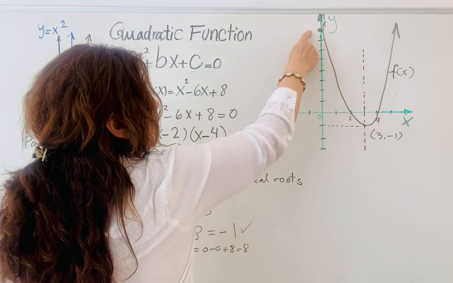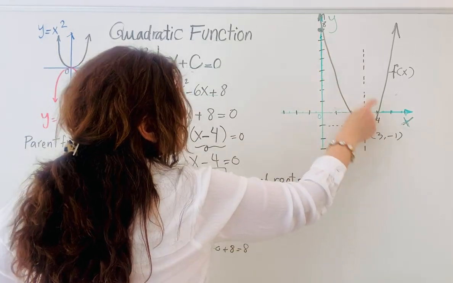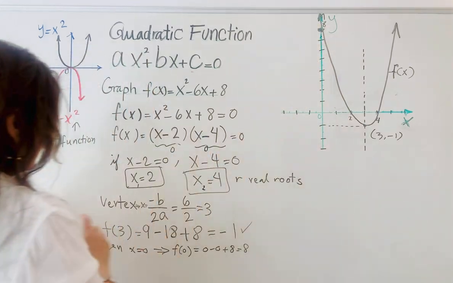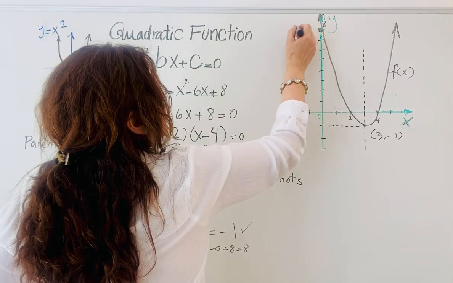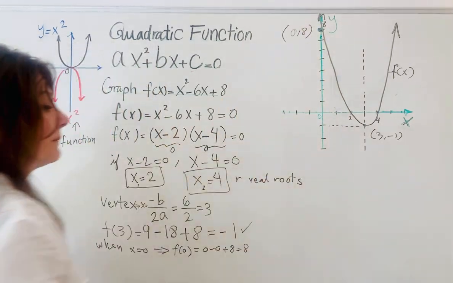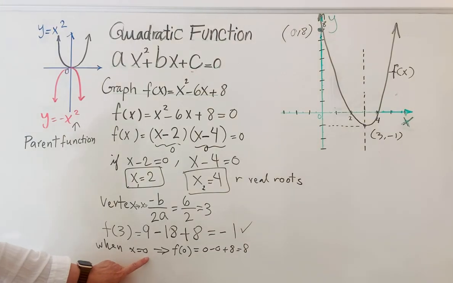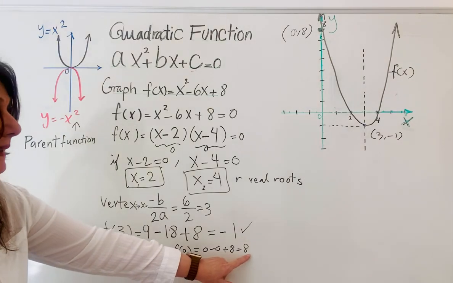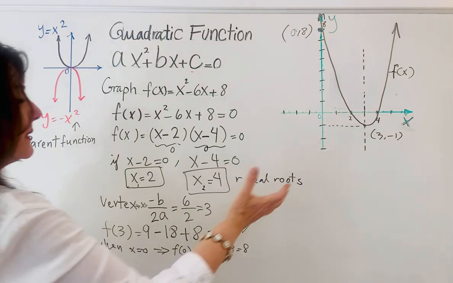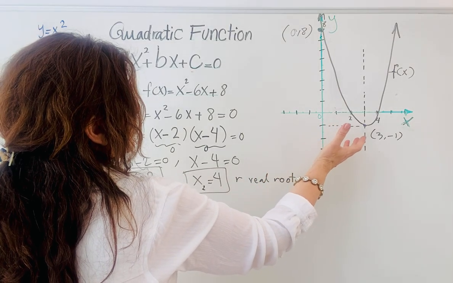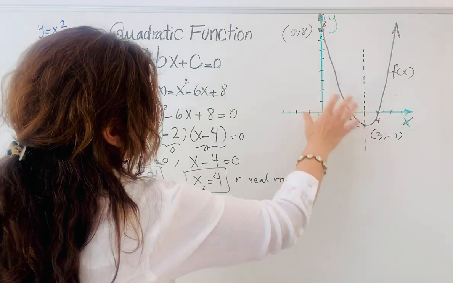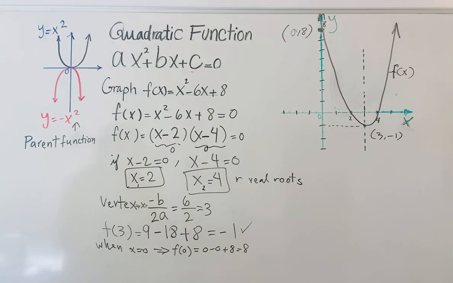Okay, what is the y-intercept? This is the x-intercept. What is the y-intercept? The y-intercept is 0, 8. When x is 0, what is f of 0? It gets 8. Okay, this is something to be expected for this one.